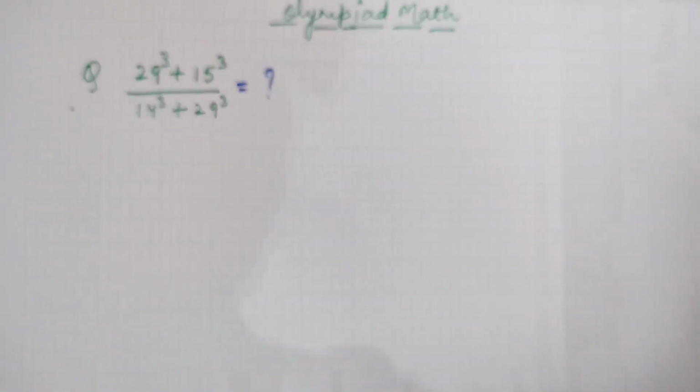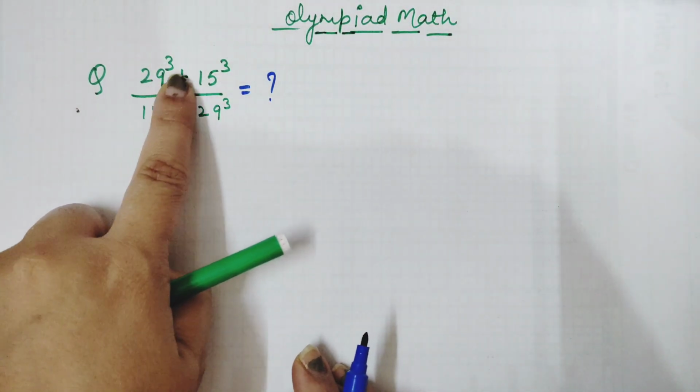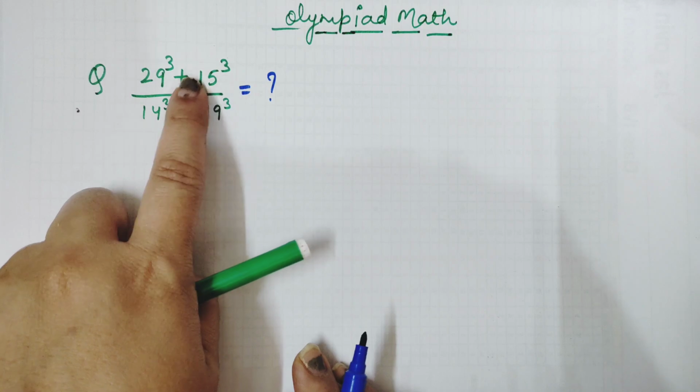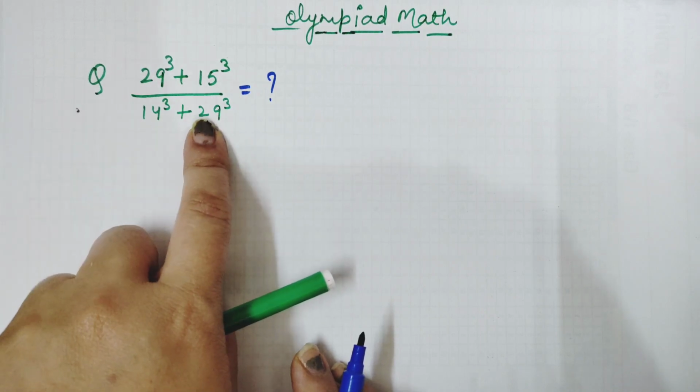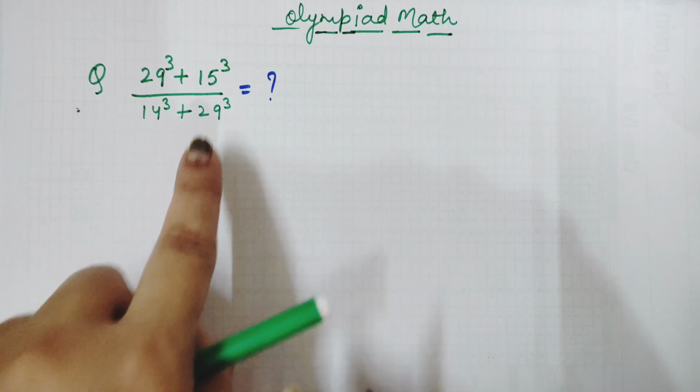What is the answer of this term without doing any direct method? Direct method means do not calculate 29 cube, do not calculate 15 cube and then add up, and then similarly in the denominator. We will apply some concepts and some tricks to solve this question.